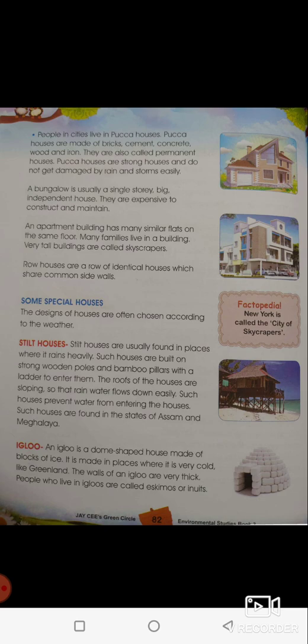Why? Because it is all built strongly with bricks and cement, so we cannot remove things unless it breaks. So they are also called permanent houses, which cannot be removed or taken wherever we go in future. Pakka houses are strong houses and do not get damaged by rain and storms easily. So they are very strong. Why are they strong? Because they are made of bricks, cement, concrete, wood, and iron.